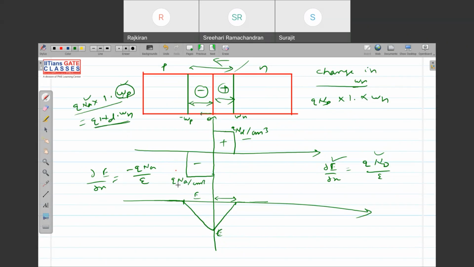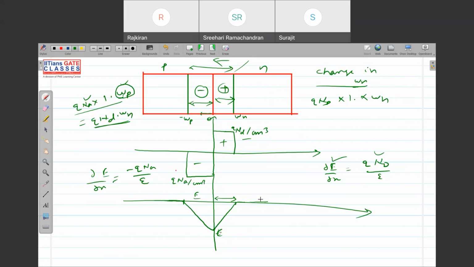So it's about net charge, not volume. Na is volume charge density, but for getting the electric field there should be net charge. I'm talking about net charge. So WP is not equal to WN whenever there is a difference in doping. Okay, so this is my electric field.